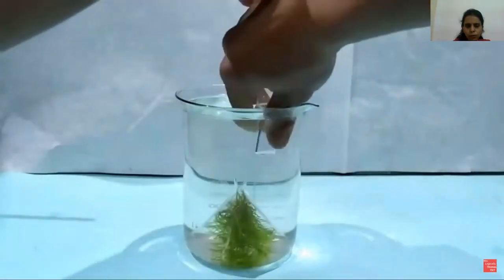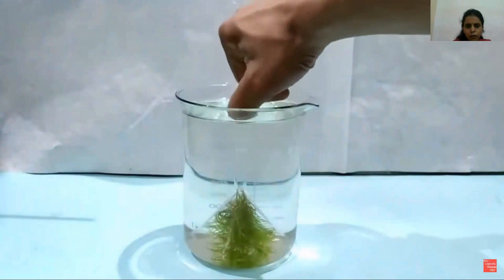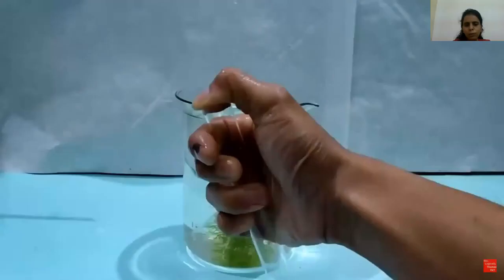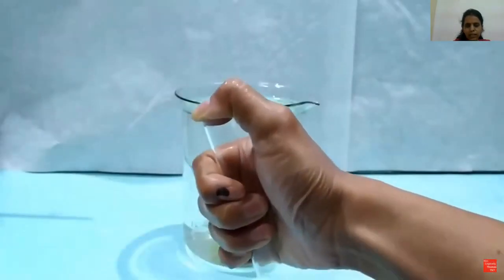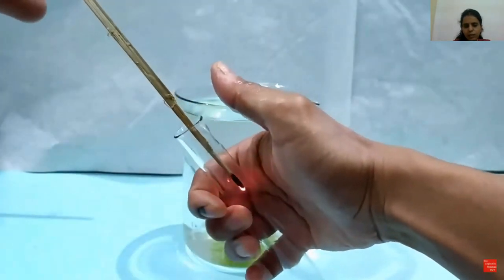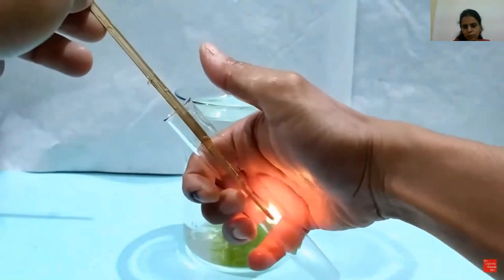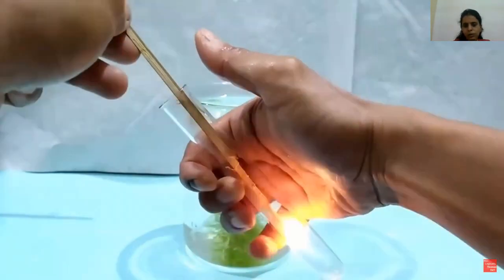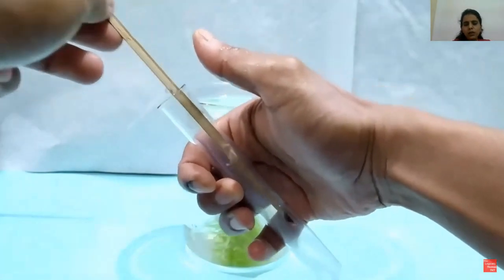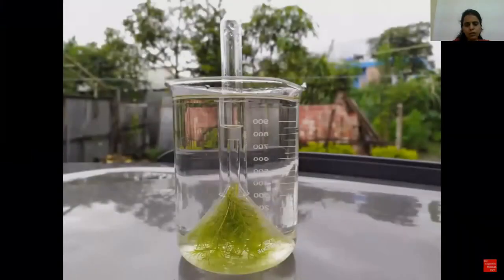Now carefully remove the test tube from the setup by closing the mouth of the test tube, because if you remove your thumb, what will happen? The oxygen gas will escape. Now bring a glowing splint near the test tube and you can see that the glowing splint has changed into a flame. So this proves that oxygen gas is produced in the process of photosynthesis.